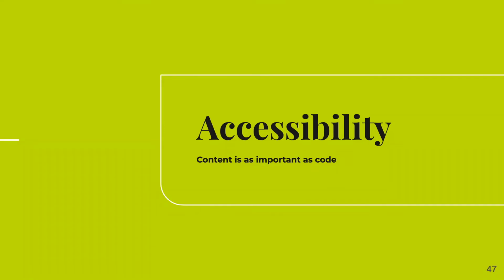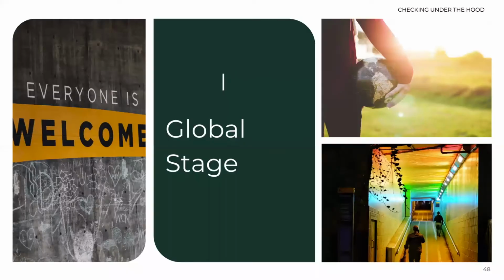So content, it's just as important as code. All of your accessible code in the world won't do you any good if your content isn't accessible. So we want to make sure that our content doesn't leave folks behind as well. As the internet expands and extends, we become a world stage, right? We have to remember that reading and understanding English can be a privilege. Our content should be easy for everyone to understand.